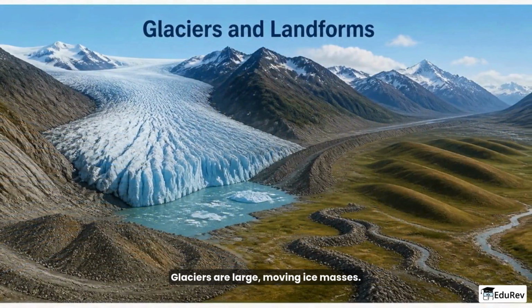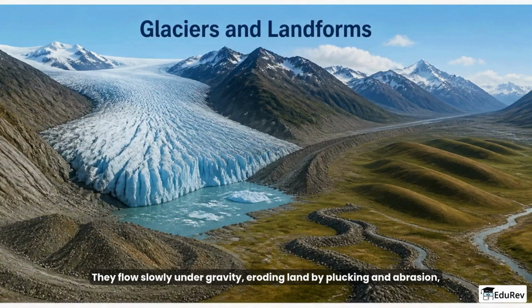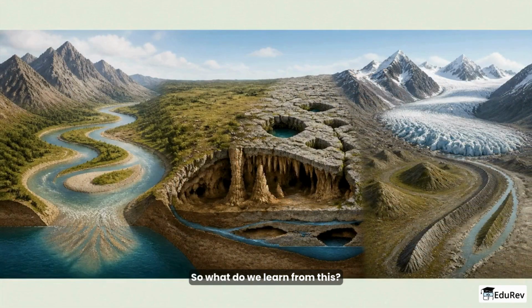Glaciers are large moving ice masses. They flow slowly under gravity, eroding land by plucking and abrasion, and later depositing till, moraines, drumlins, and eskers. So, what do we learn from this? Landforms are shaped and changed by agents over time through erosion and deposition in stages and patterns.